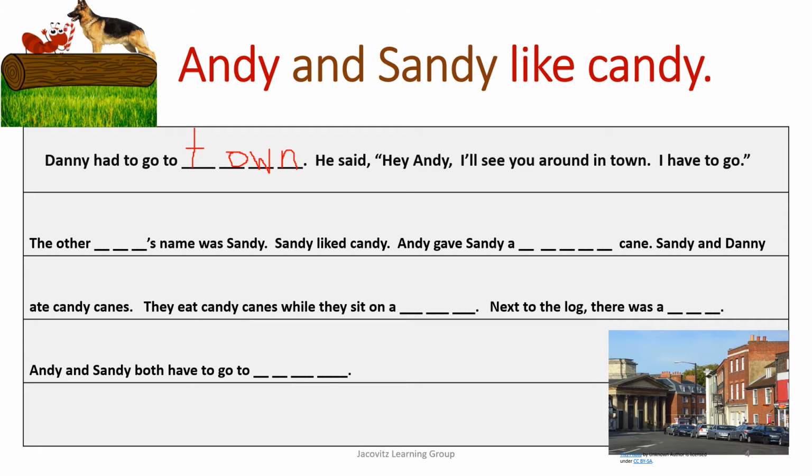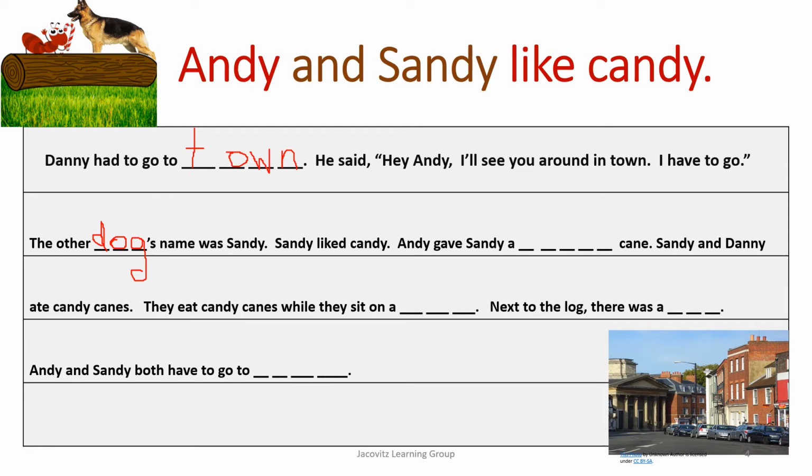This is a dog. So we just did those on the other slide, so we should know. D-O-G. Sorry about that, I didn't do a loop. Right. The dog's name was Sandy. We'll get into the apostrophes later, but right now, the dog's name was Sandy. Sandy liked candy. Andy gave Sandy a, what'd you give him?